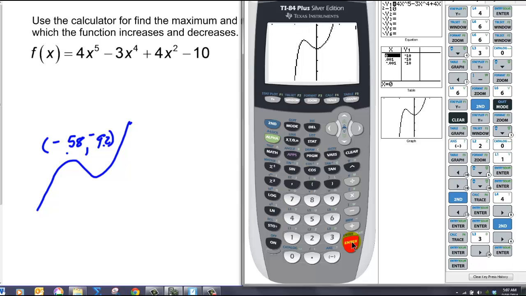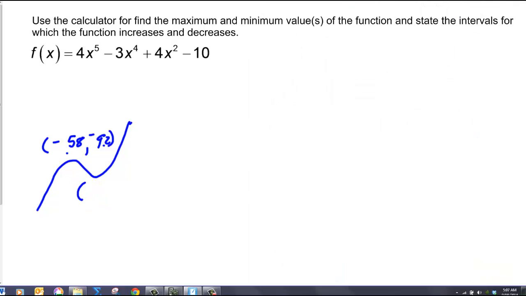We hit enter a third time, and it's going to calculate the minimum value, which is 3.0, and then it says e to the negative 6. That's scientific notation, so that's basically 0 and then negative 10. So this point down here is the point 0 and negative 10.